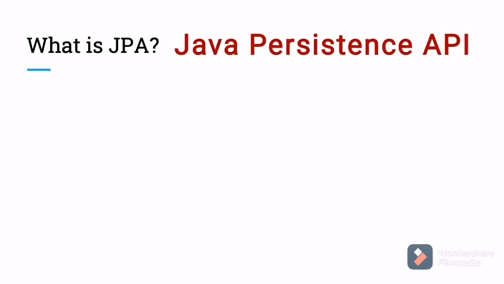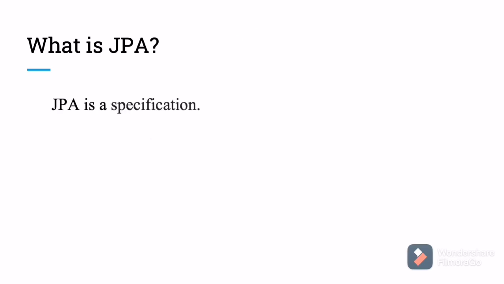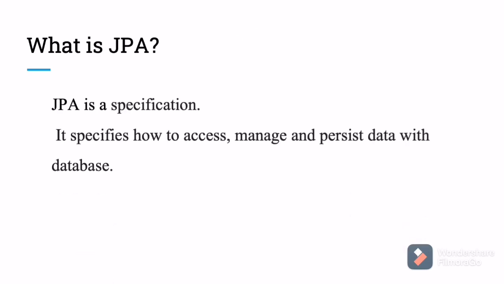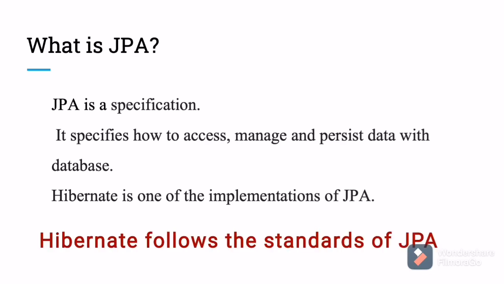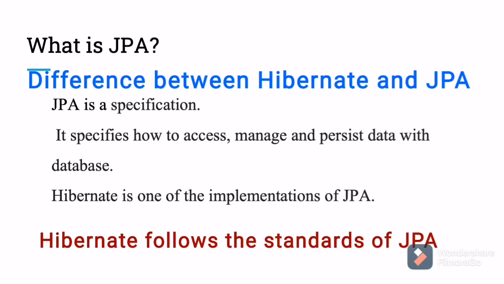What is JPA? It is a specification. What it tells means it specifies how to access, manage and persist data with the database. And Hibernate is one of the implementations of JPA. This is very important interview question. So to know the difference also, first we need to understand JPA is just a specification. So to implement that, we are using Hibernate.